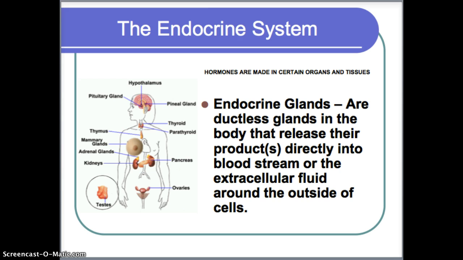So endocrine glands are ductless, and they release their products, their hormones, directly into the bloodstream or extracellular fluid outside of cells. Extracellular fluid is the same thing as interstitial fluid, and those words, extracellular and interstitial, are referring to the spaces outside of cells where there are no other cells. So it's not empty, but it is filled with fluid, typically very water-based. And then the extracellular matrix is that space, and it's filled with extracellular or interstitial fluid. So that's just some clarification.